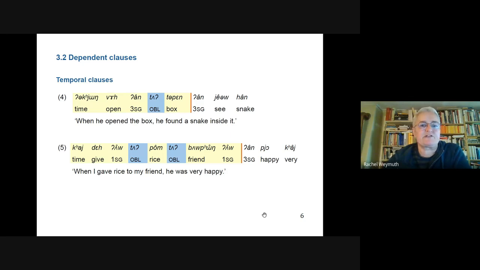In verb-initial dependent clauses, also the direct object is marked by ta, which is unmarked in independent clauses. So in example 4, when he opened the box, he found a snake inside it. When he opened the box, here the box, the direct object, is marked by ta. When we have a verb-initial ditransitive dependent clause, both the direct and the indirect object are marked by ta, as in example 5, when I gave rice to my friend, he was very happy.